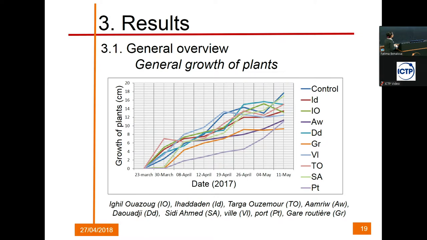For Petunia, results show a rise of general growth. So when we take the general growth of the plant in all of the stations, we remarked that there is an increase of values.